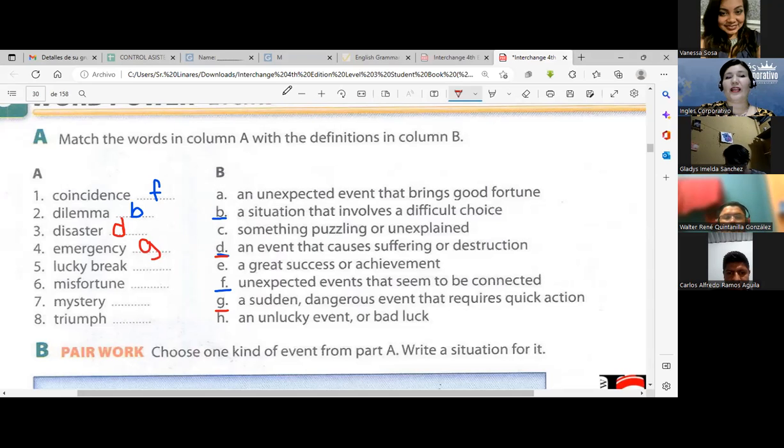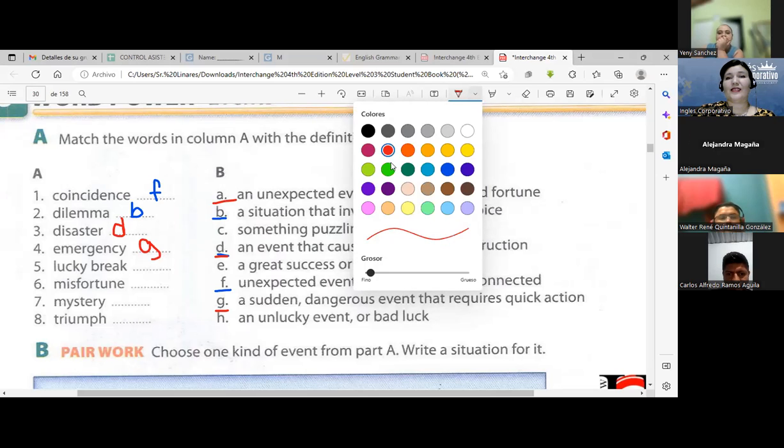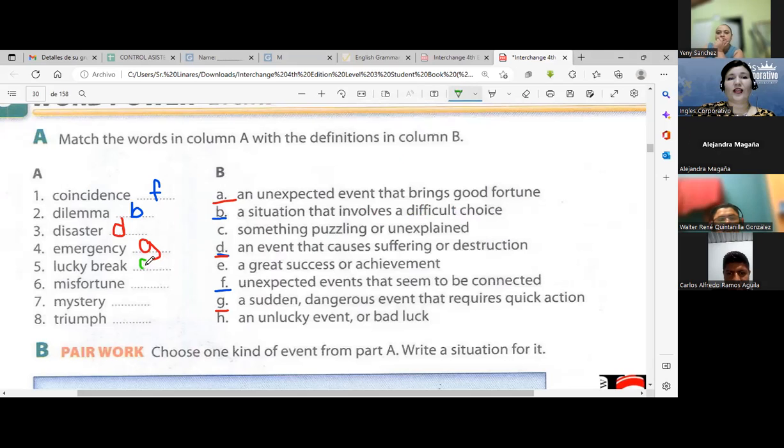What is a lucky break? Letter A. A lucky break is an event that brings a good fortune, right? This is letter A. No se rían de mis letras con el mouse porque I am very bad. What is misfortune?